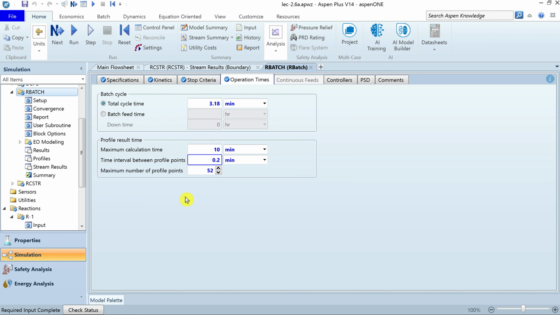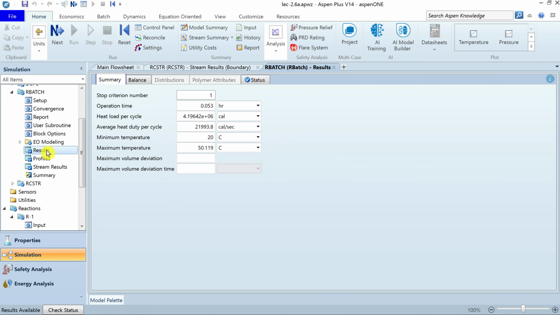So all required inputs are complete. Let's save the file and run the simulation. So the simulation is complete and results are available. Let's have a look at the results. In the results section, you can view the operating time, that is in fact the reaction time. Heat load per cycle and the heat duty per cycle are calculated.